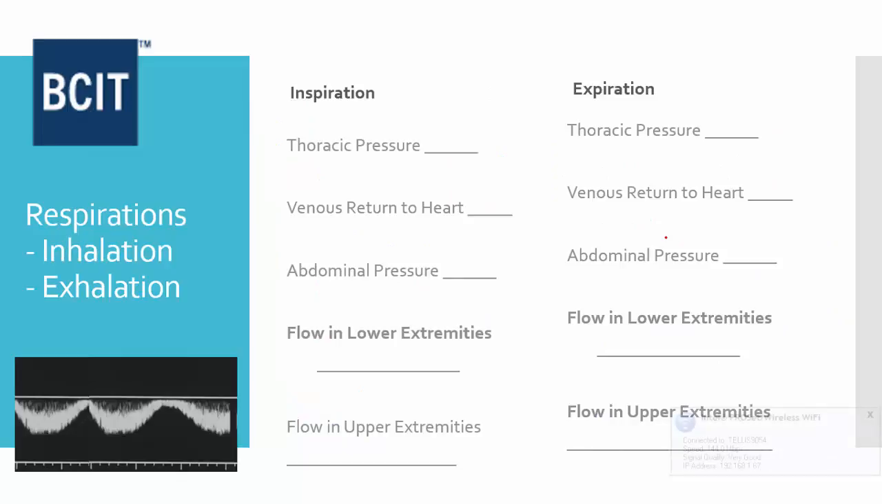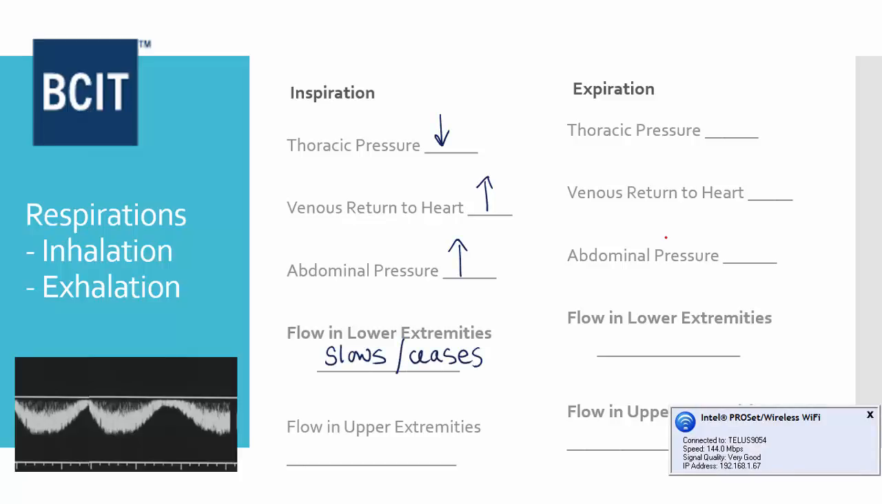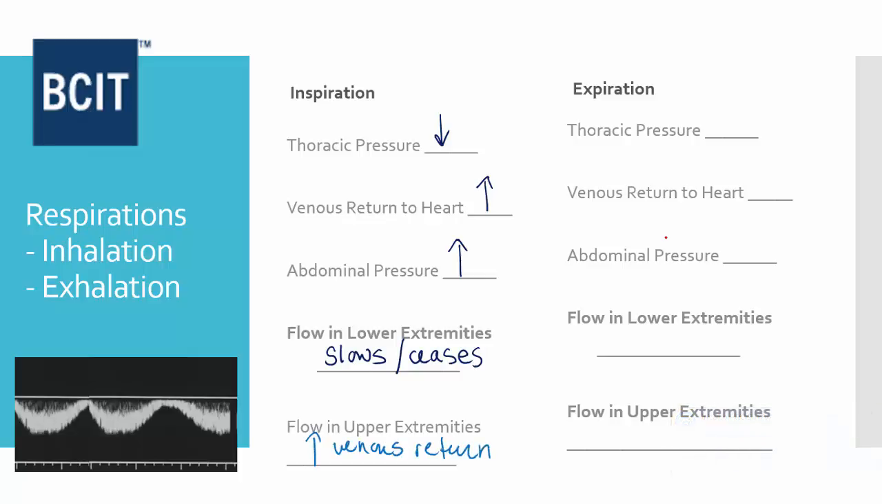We also know about respirations when we breathe in and breathe out. So with inspiration, we have a reduction of thoracic pressure. What happens in the upper extremity is venous return actually increases, and that's that increase of venous return to the heart. During expiration, we actually have an increase in thoracic pressure, and flow in the upper extremities starts to slow or cease. So the flow in the lower extremity veins is driven by the abdominal pressure, and venous return from the upper extremity veins is driven by the thoracic pressure.